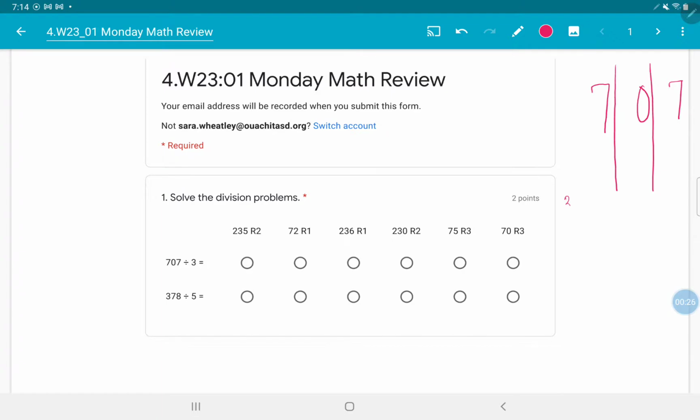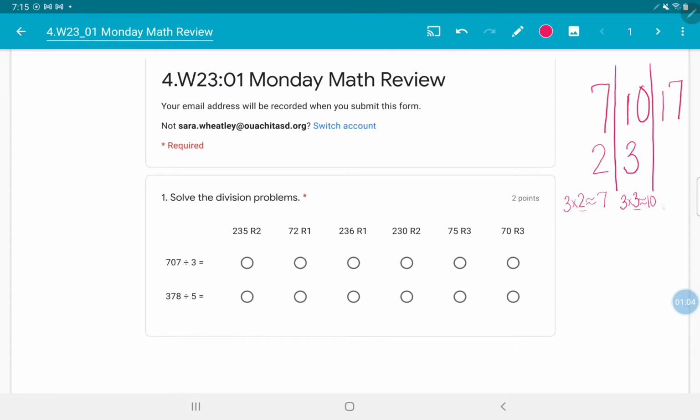So I'm thinking 3 times what gets me as close as I can get to 7. Well, I know that 3 times 2 will get me 6. So I have 1 left over. I'm going to move that 1 over to the tens place. So now I have 10 tens. 3 times what gets me as close as I can get to 10 without going over. I know 3 times 3 gets me 9, so I would have 1 extra. And move it to the ones.